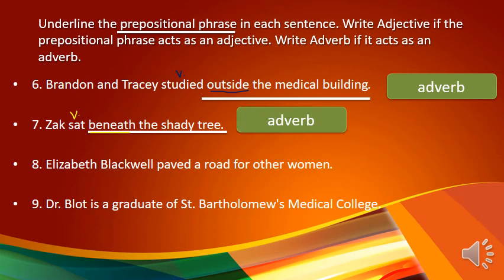Number 8: Elizabeth Blackwell paved a road for other women. So where is the preposition? For is a preposition. For other women is a prepositional phrase. So what does this prepositional phrase modify? We have here a road. What is a road? It's a noun. So adjectives modify nouns. So we have an adjective.